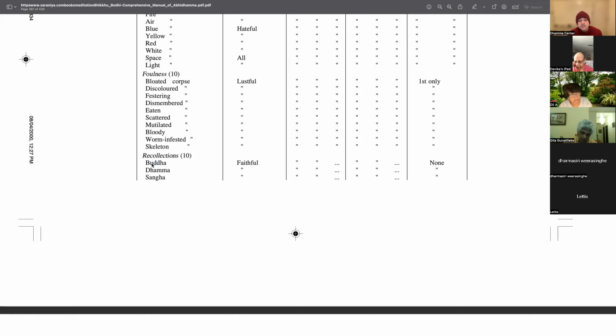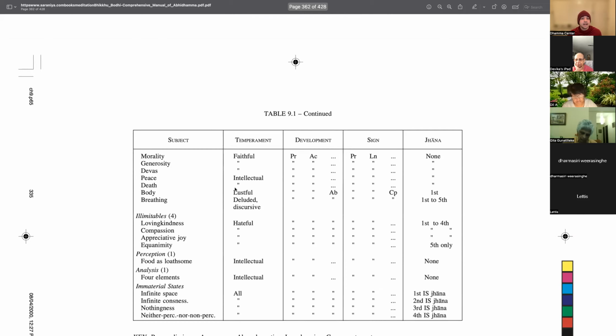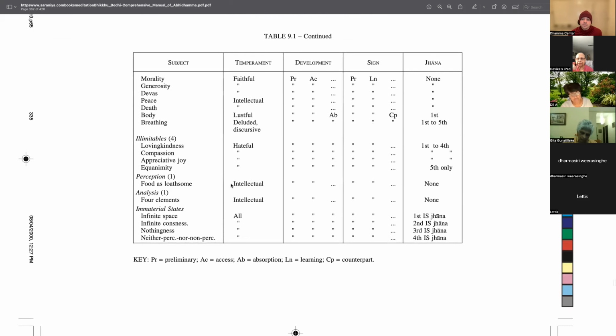Because of the Buddhanusati, the hindrances can also be suppressed to a certain extent, everyone. The hindrances can also be suppressed to a certain extent, but it does not reach jhana because it's far too ambiguous. Is that clear? Now, loving kindness all the way up until the fourth jhana.